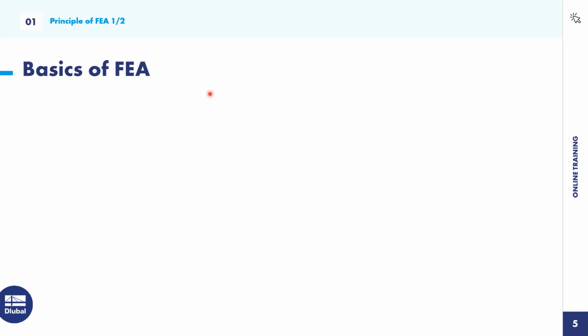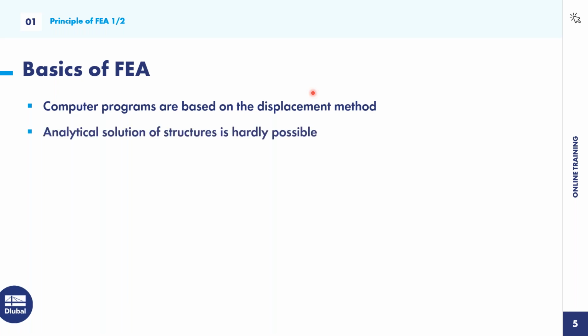So first of all, the basics of FEA, finite element analysis. Most computer programs are based on the displacement method. The displacement method is a little bit different compared to the force method, because here the displacements are the unknown variables. The analytical solution of structures, of really big structures like buildings, is hardly possible. For small, simple structures like single beams or continuous beams, it's possible, but the more difficult a structure gets, the harder it is to calculate.